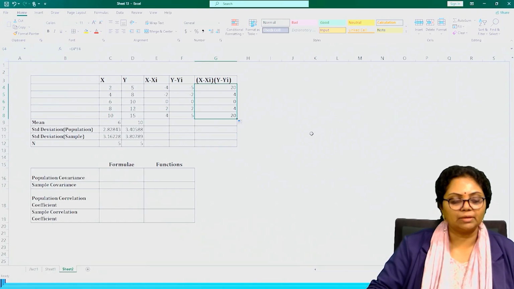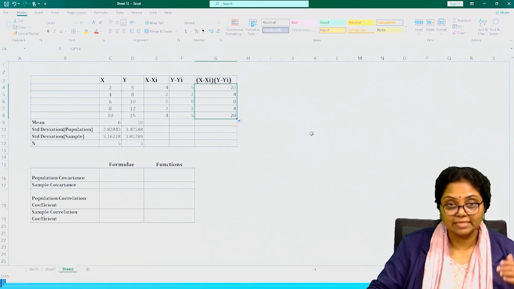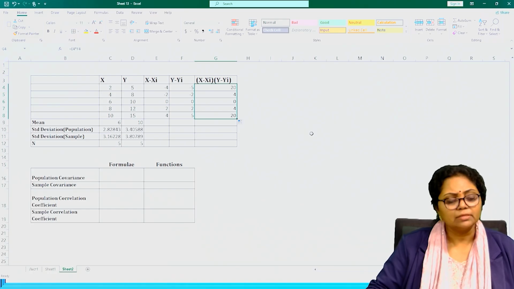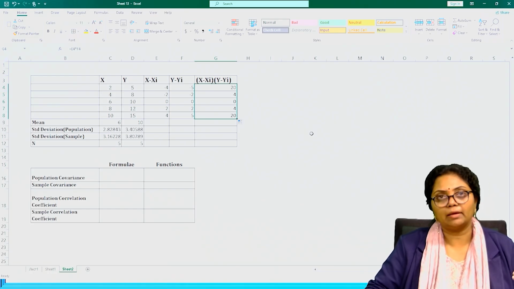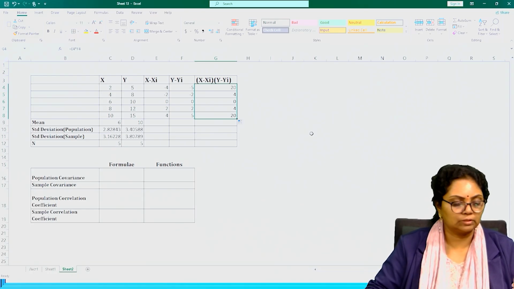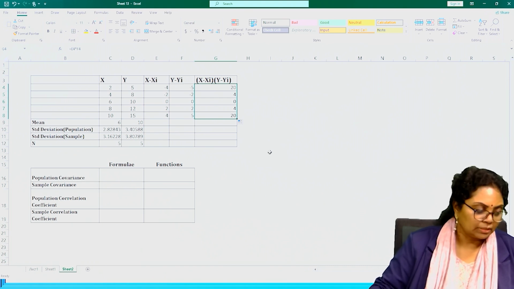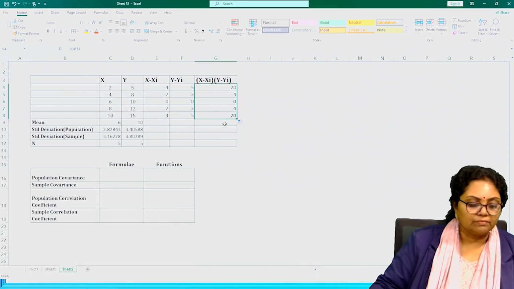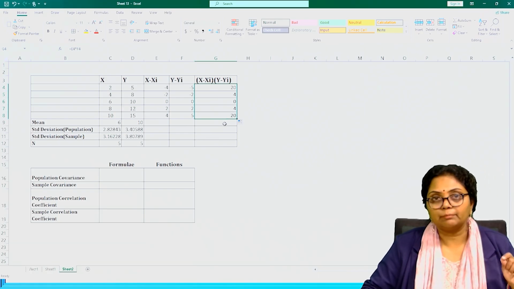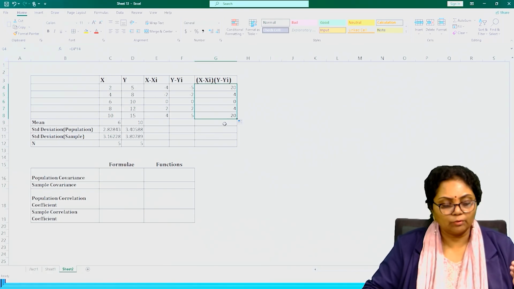Now here we were taking x minus x bar in the formula. So here instead of x bar, I am using the letters xi. In the formula we were using y minus y bar. So here we are using y minus yi. Now here we are supposed to do summation, i equal to 1 to n. How many observations are there?